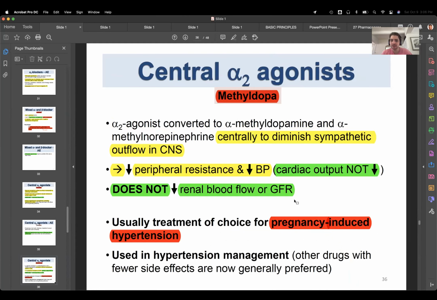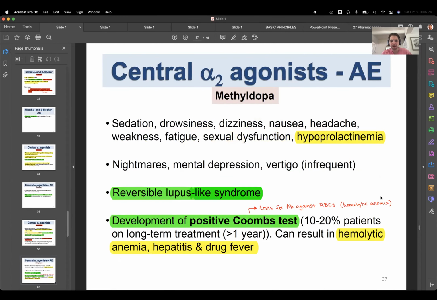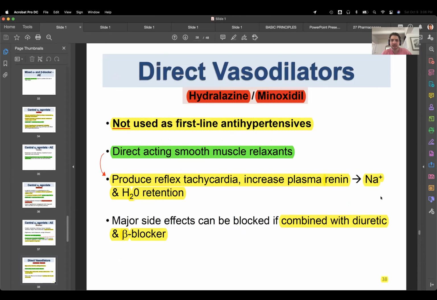Methyl-dopa, good for pregnancy. That's the drug of choice there. So keep that in mind. And then you have your direct vasodilators, okay? So hydralazine and minoxidil, which is Rogaine, actually causes hypertrichosis. They don't use it first line, but it works directly on the smooth muscles to dilate the vessels, okay?